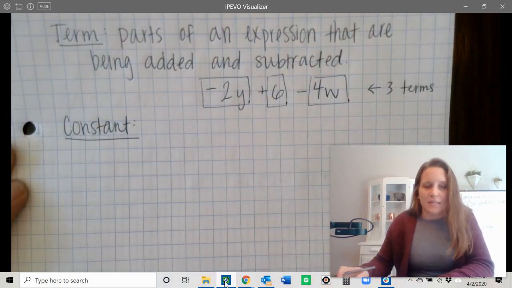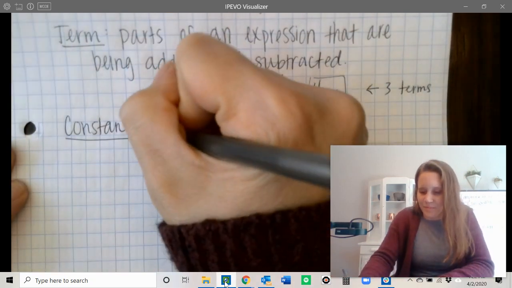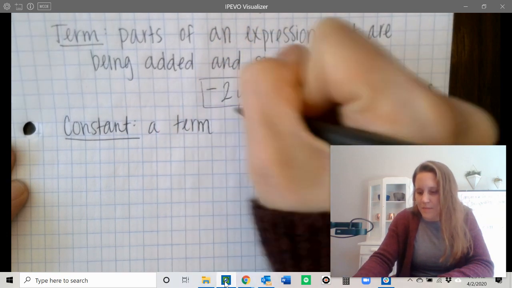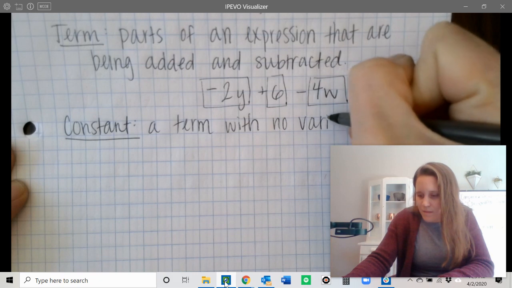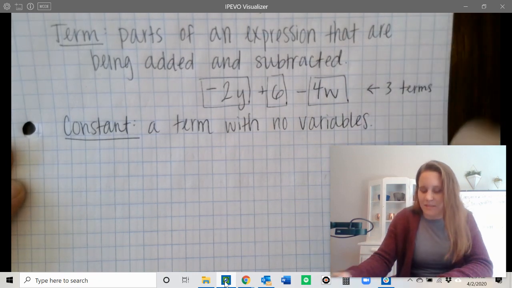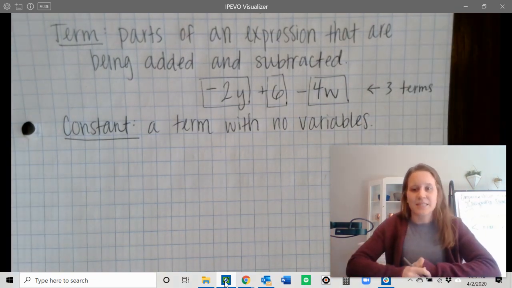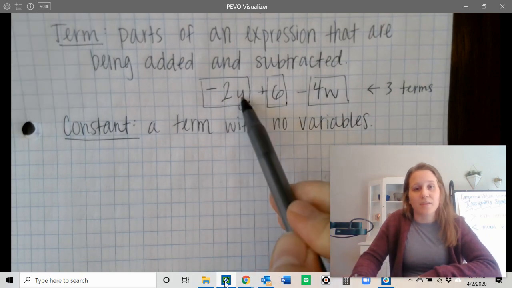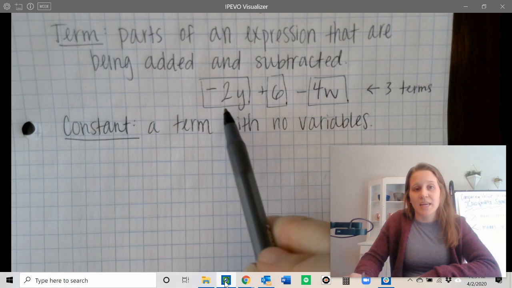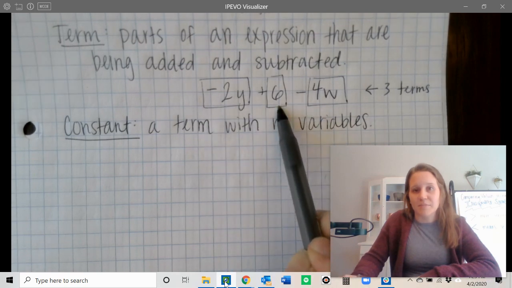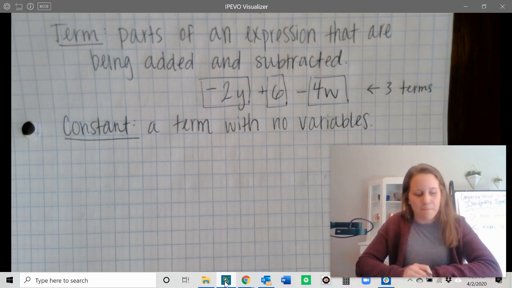And this is a term with no variables. So you can think about this term as not the product between a variable and a number, but just the number. So in this expression, the constant term is 6. Okay.